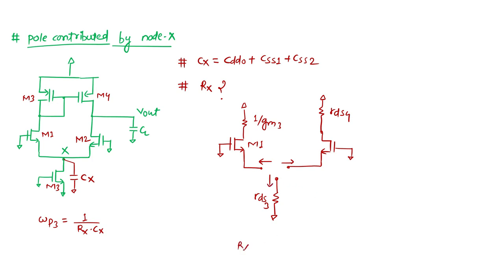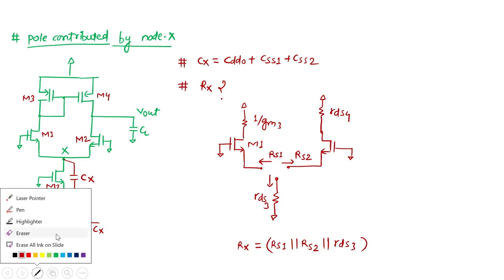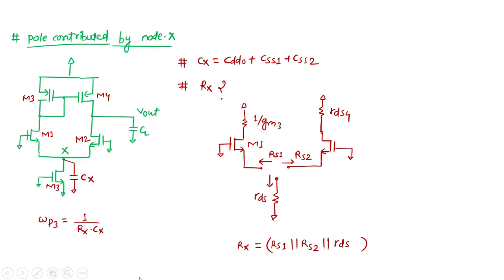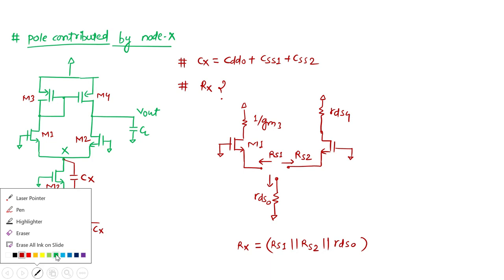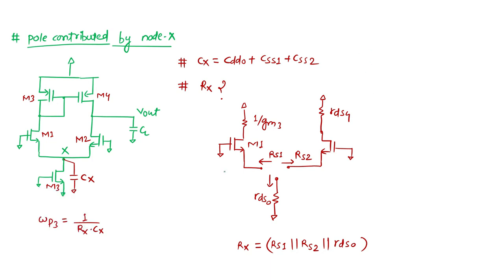So Rx is nothing but the parallel of, let me call it, RS1, let me call it RS2, so it will be nothing but RS1 parallel RS2 parallel RDS0. As we are looking into the sources of M1 and M2, RDS3, not 3, it is 0. So RDS0 is dominating on the source impedances looking up in the transistors M1 and M2. We have already seen the source impedances, but we will calculate them again for this. RS2. RS1 we nearly calculated. What was the RS1?